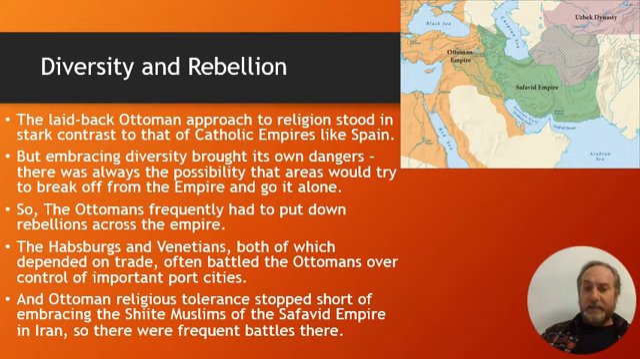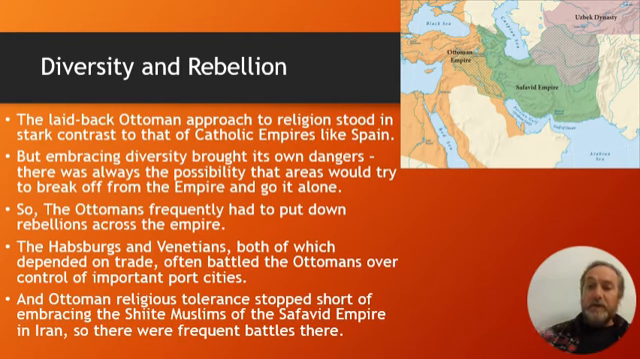And then in stark contrast, right, is the most recent empire we talked about, Spain, which was a Catholic empire and was very much devoted to making sure that everyone within the realm was Catholic. So the Ottomans, right, again, very different from the Spanish approach. Of course, as we've seen, embracing this diversity and the laid back approach brings its own dangers, right?